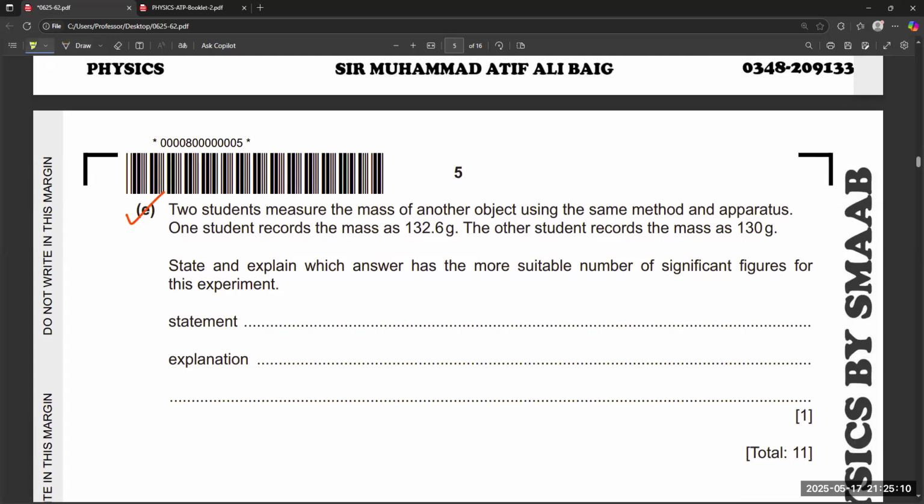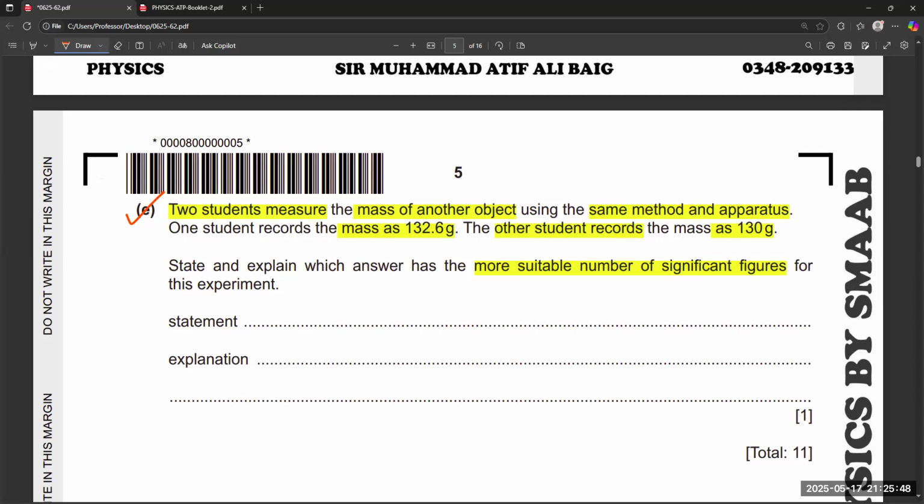Then we have E part of the question. Two students measure the mass of another object using the same method and apparatus. One student records the mass as 132.6 grams. The other student records the mass as 130 grams. Now state and explain which answer has the more suitable number of significant figures for this experiment. So we have two answers, 130 and the second is 132.6.